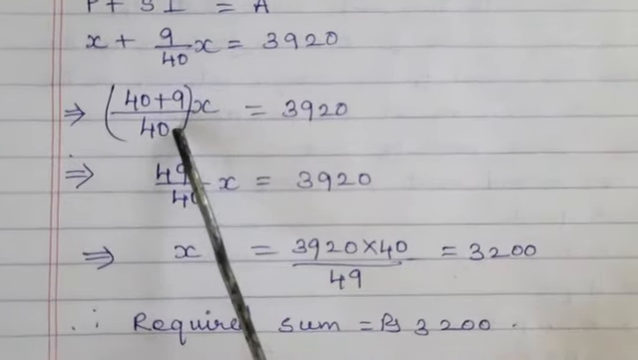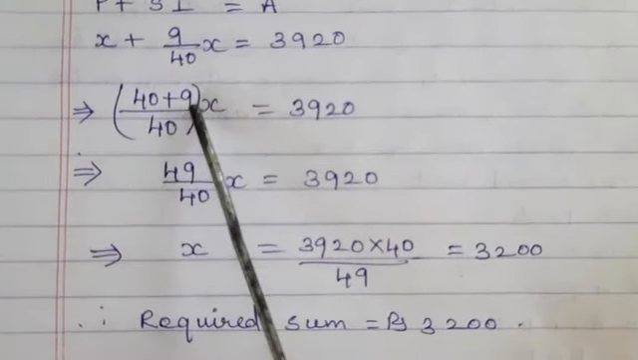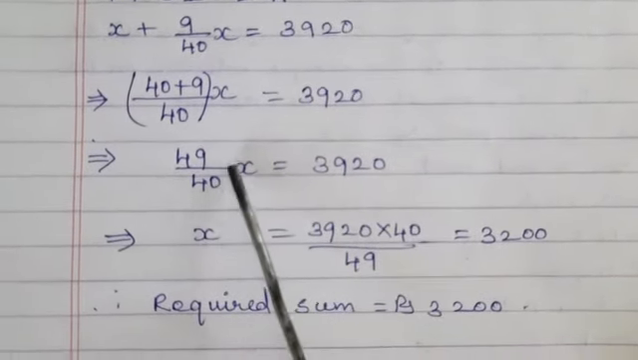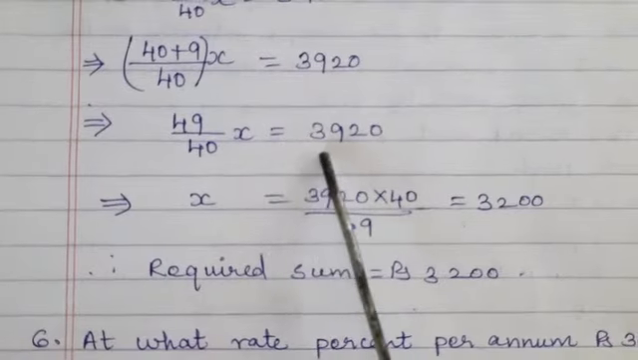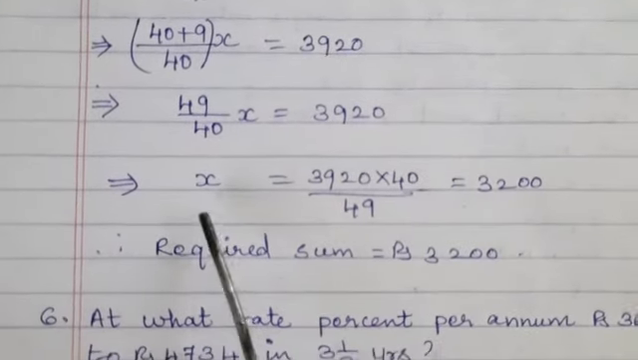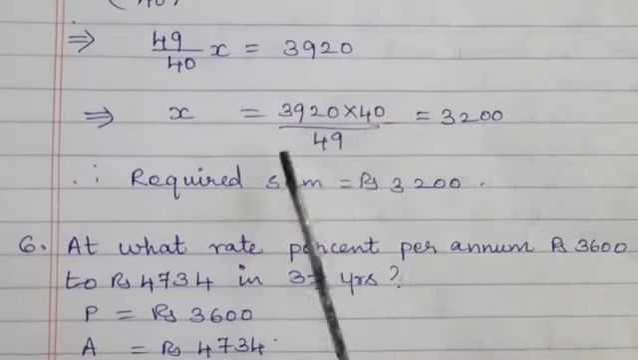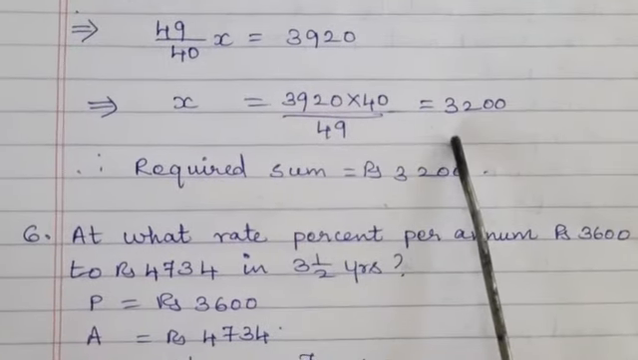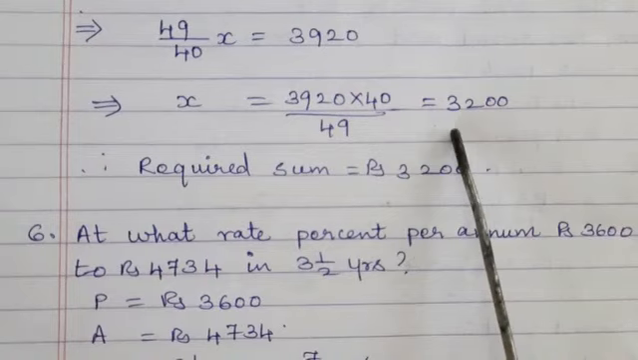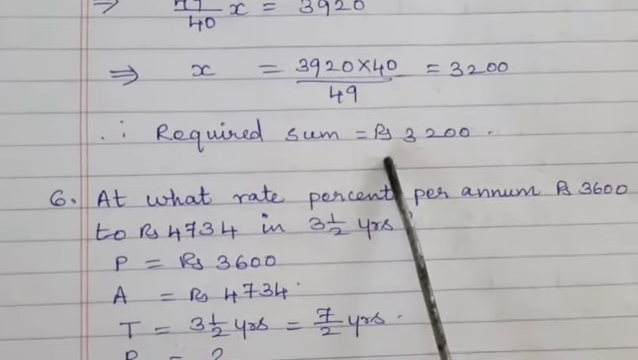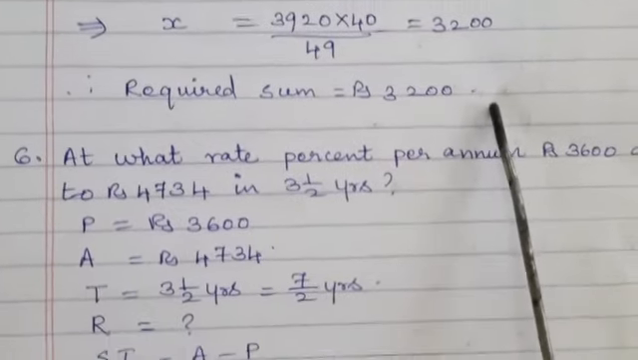Take LCM, that is 40, then (40 plus 9)/40 into X equal to 3,920. 49/40X is equal to 3,920. Therefore X is equal to 3,920 multiplied by 40 divided by 49, which is equal to, after simplification, 3,200. So the required sum or principal is equal to rupees 3,200.